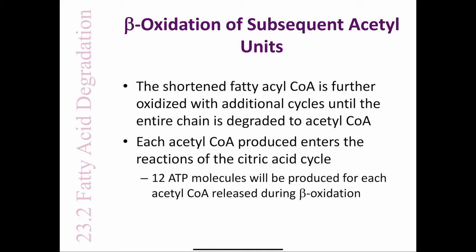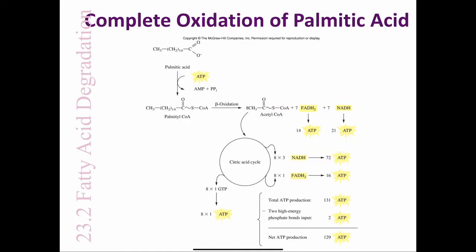beta oxidation. As an example of the energy yield from beta oxidation, the balance sheet for ATP production when the 16-carbon fatty acid palmitic acid is degraded by beta oxidation is shown here. Complete oxidation of palmitate results in the production of 129 molecules of ATP, 3.5 times more energy than results from the complete oxidation of an equivalent amount of glucose.